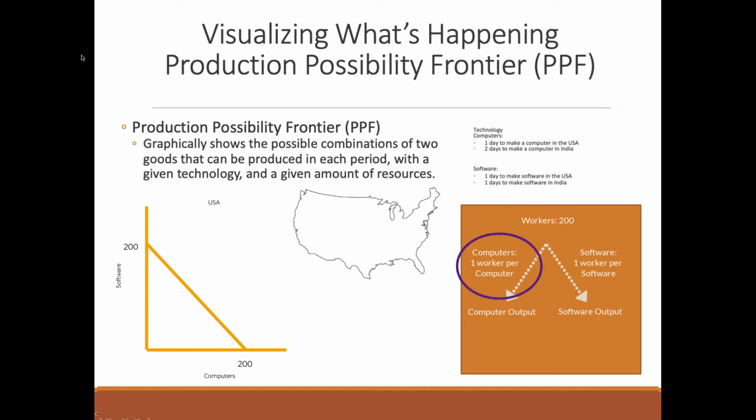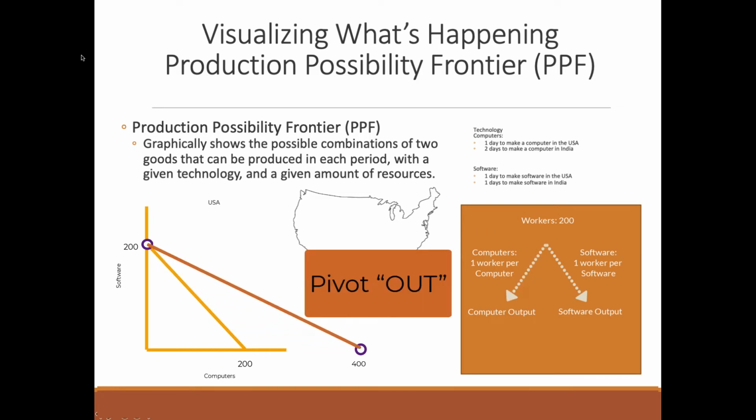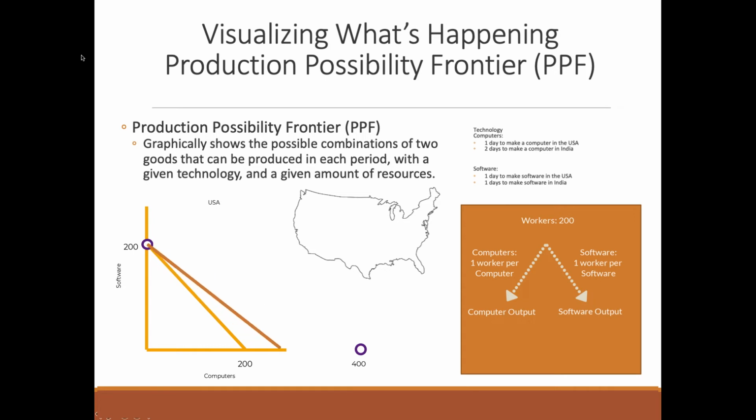Let's talk about changes in technology. Let's say now that we're able to make computers faster, and we're able to make computers in half a day rather than a day. How does that impact the amount of software we can make? Well, it doesn't. If we allocate all 200 resources to making software, we would still end up with 200 units of software. But if we put 200 units of labor into making computers, and it only took half a day, we would be able to have 400 units of computers. So we would call that a pivot, and the term is pivoting out from the origin. Notice that as it pivots, this is a change in opportunity cost.